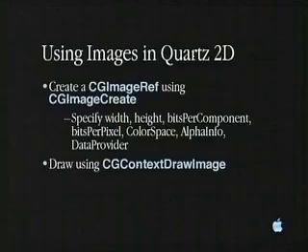Once you're done creating that image, it's very simple from that point onwards. You just call the CGContextDrawImage call, and you specify a rectangle that you want the image to be drawn into.